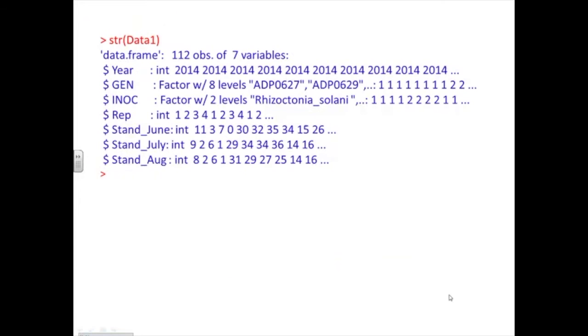That happens. Okay, use structure to look at the data, and so it's telling us that year is being treated as an integer, genotype as a factor, inoculation as a factor, rep as an integer, and then our stand counts are integers also. So this is important to note that year and rep are being considered integers, okay, because we don't really want them to be integers. They are factors. It's just that R is interpreting them as numbers, right? So that's something to keep in mind because we're going to have to approach that.